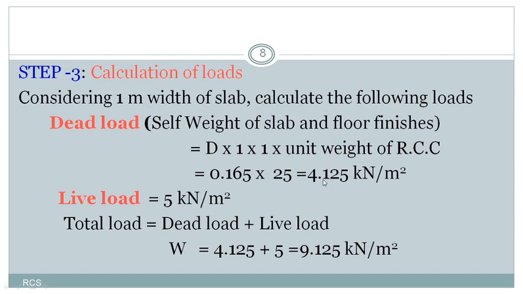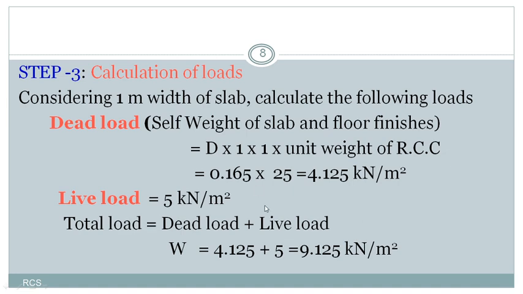And one more type of load is given, that is the imposed load, or I can call it a live load, given in your problem as 5 kilonewton per meter square. Therefore the total load is equal to dead load plus live load. So W equals 4.125, the dead load, plus 5, the live load. Altogether, if we add, 9.125 kilonewton per meter square.